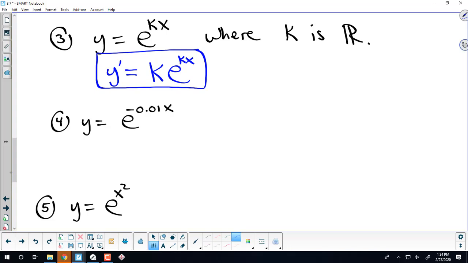The derivative of e to any power is still e to that power times the derivative of its power. So how about y prime for e to the negative 0.01x? Wouldn't that just be negative 0.01 e to the negative 0.01x? Right. Negative 0.01 times e to the negative 0.01x.